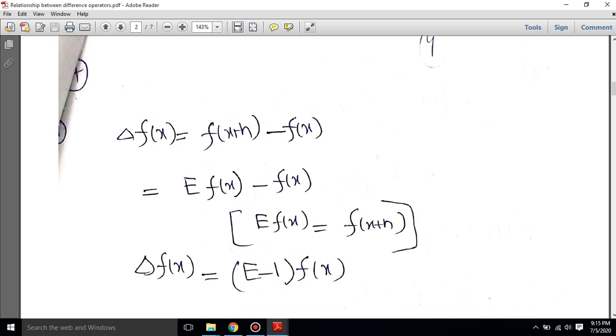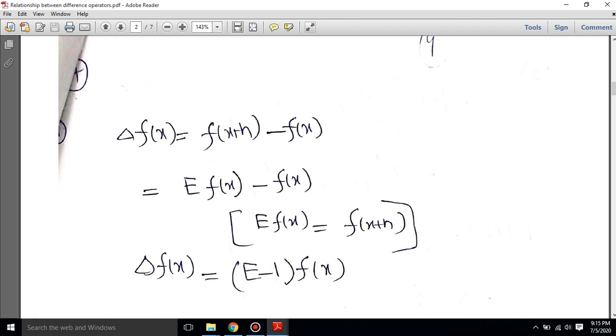So E f of x is also equal to f of x plus h, when we apply this shifting operator to our function f of x. So now let's see here, this del f of x will be equal to E minus 1 into f of x if we put this value here. Okay, so now see here, we are taking E as common, so that will be equal to E minus 1 f of x. From this value, you can see we are taking f of x in common, and we are getting this one.